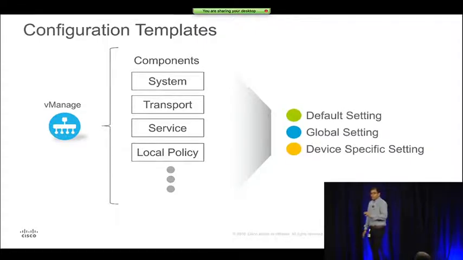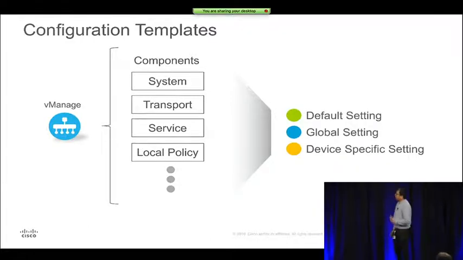From an attribute perspective, when you develop a template, there are 3 settings that you will see in the template. There's a default value. Pretty much all of us are familiar with that. In the router config, there are some values that are default values.